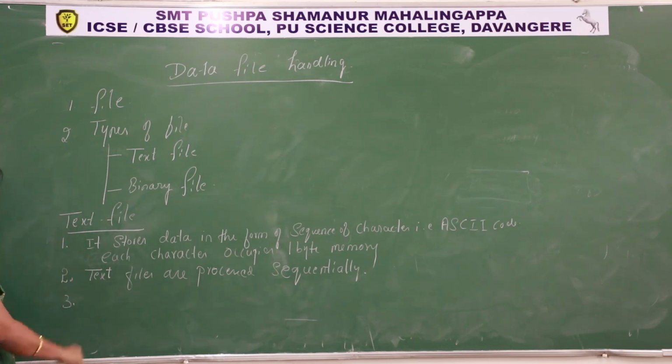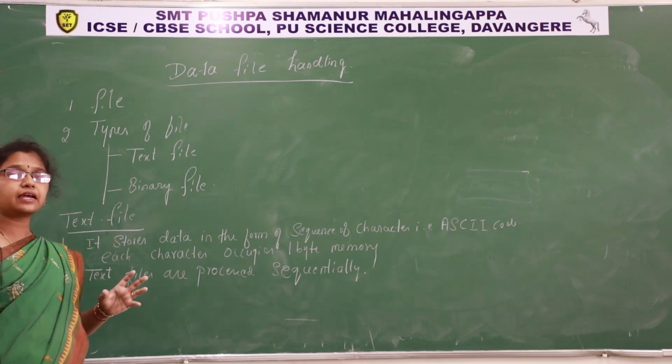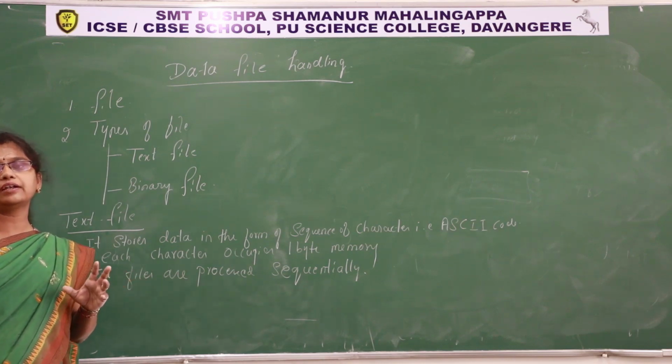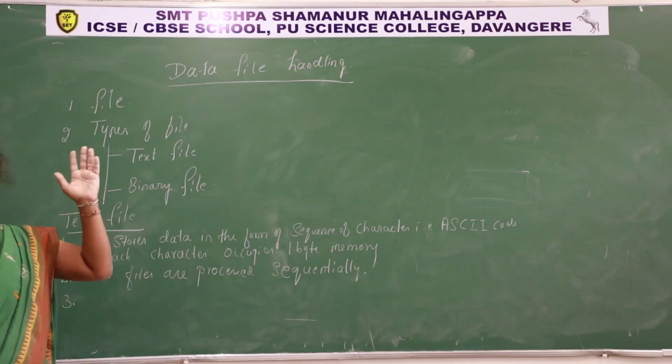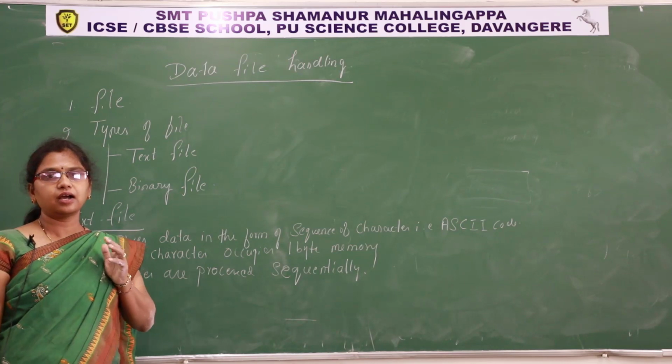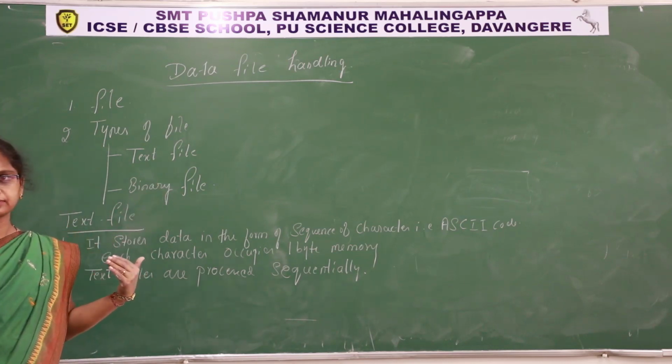Third point. In text file, every line is end with the character called end of line. ಅಂದರೆ ಟೆಕ್ಸ್ಟ್ ಫೈಲಲ್ಲಿ ಒಂದು ಟರ್ಮಿನೇಟರ್ ಇದೆ, ಎಂಡ್ ಆಫ್ ಲೈನ್ ಅಂತ. ಅದಾದ ತಕ್ಷಣ ನೆಕ್ಸ್ಟ್ ಲೈನಿಗೆ ಬರುತ್ತೆ. ಅಂಡರ್ಸ್ಟ್ಯಾಂಡ್?